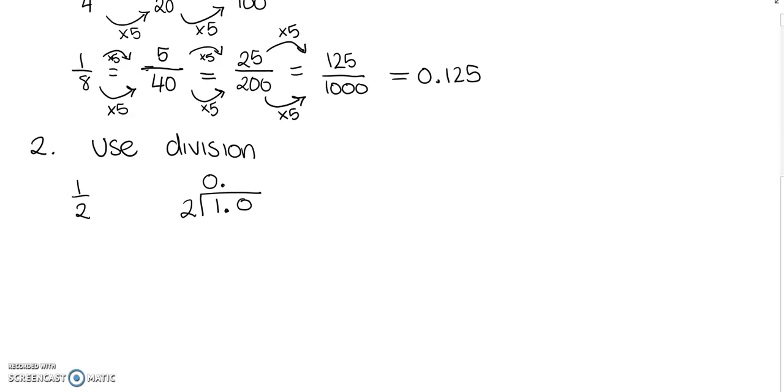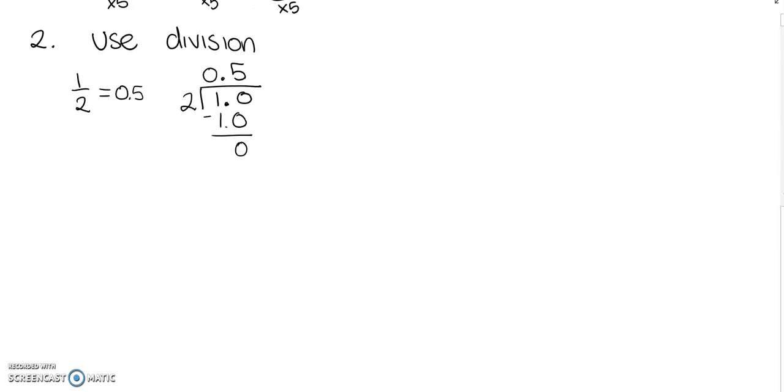So can 2 go into 10? It can. So I know that 2 goes into 10 5 times. That means I have 10, and 10 minus 10 is going to be 0. So I've got 0 remaining. That means my half as a decimal is going to be 0.5.